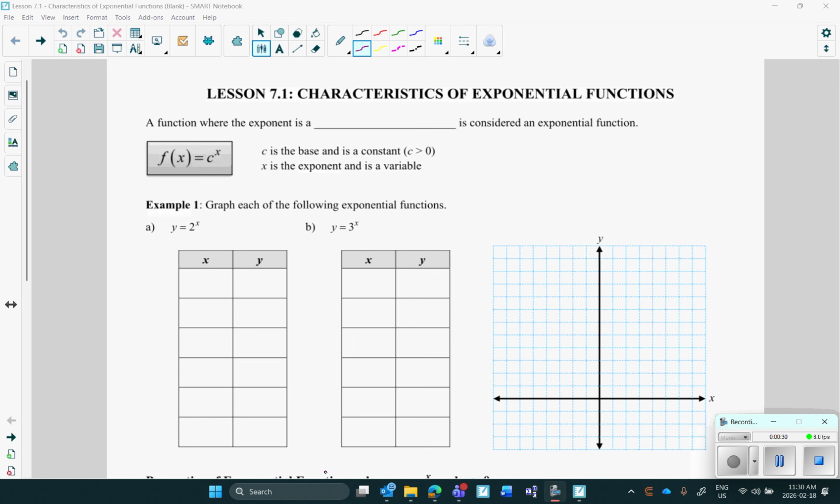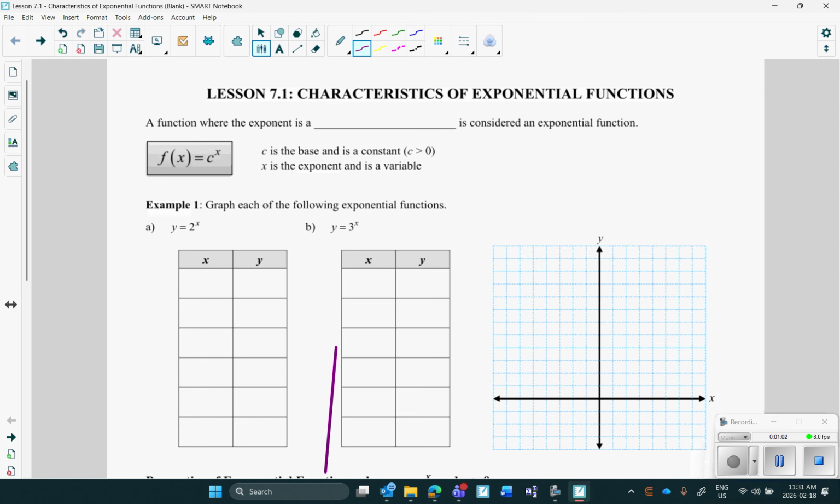This unit, we're going to look at exponential functions. And then the unit after that, we're going to look at its inverse, which are called logarithmic functions. Some of you, I believe, are familiar with logarithms from chemistry. Okay? But we're going to start with an exponential function. How do you tell whether a function is exponential? Well, it's got a variable in the exponent.